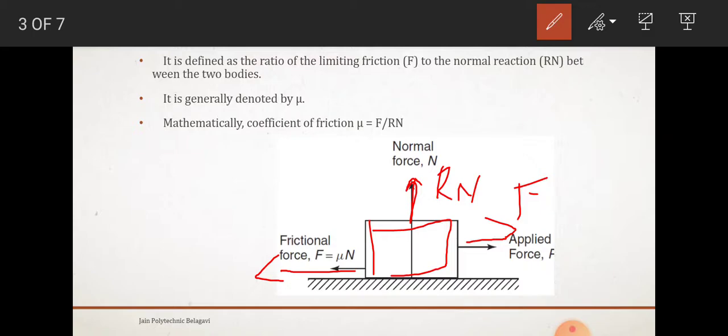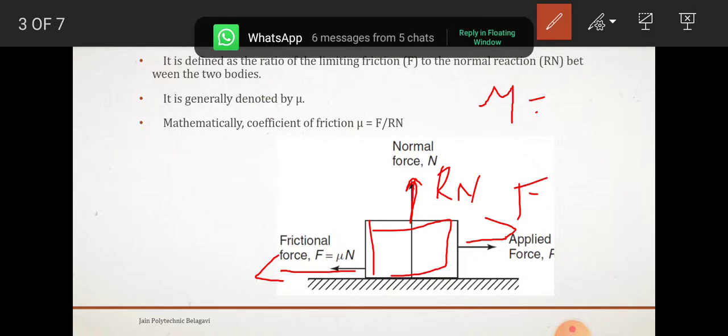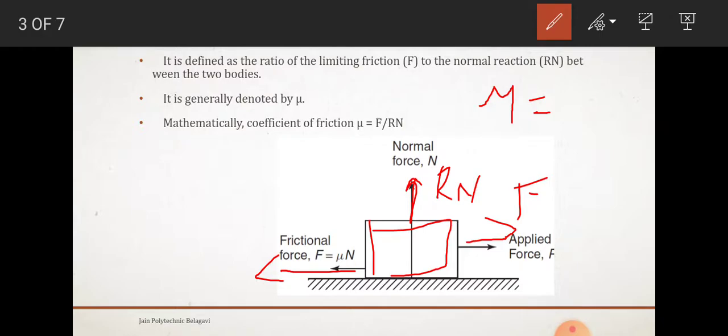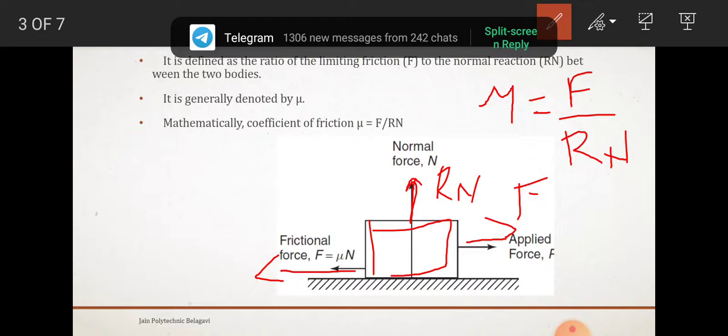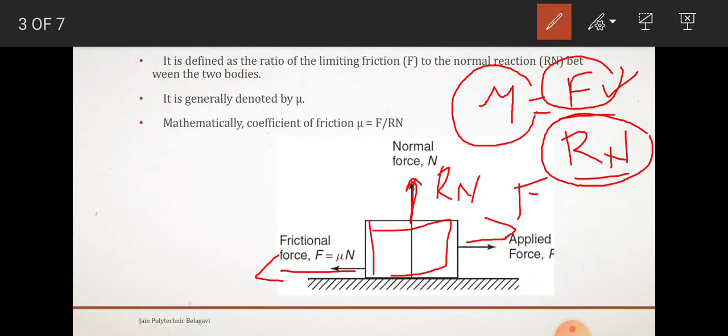So how do we define the coefficient of friction? The coefficient of friction is denoted by mu. This is the symbol for the coefficient of friction, and it is given by the ratio of force of friction, that is F, to the normal reaction force, which is nothing but the Rn. So, this is the formula for the coefficient of friction. Can you tell me what will be the unit for this? Here, force is in Newton and Rn, the normal reaction, is also in Newton. So both the units will get cancelled mutually, so mu does not have any unit, or it is a dimensionless parameter.